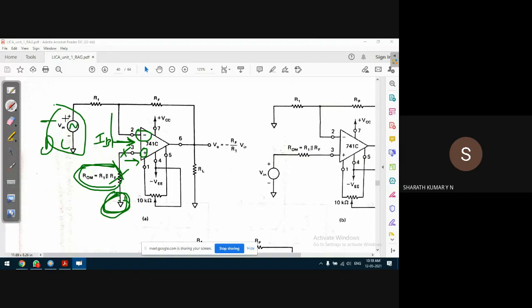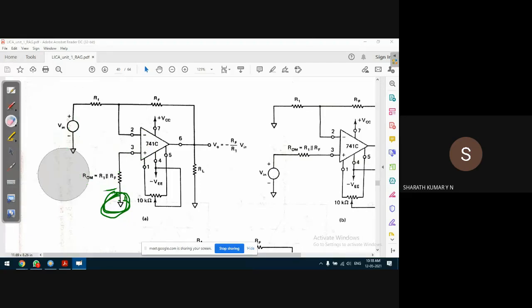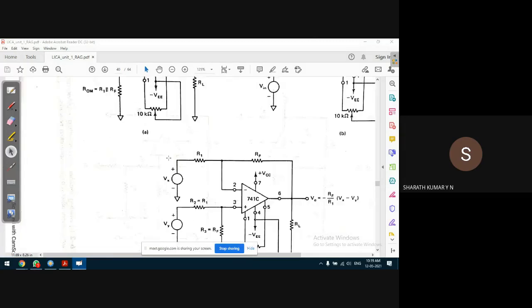If you look at the circuit as it is, it looks like this resistor is useless. It doesn't serve any purpose. Why? Because this end is zero volts, and the other end is also 0 volts. What is the use of this resistance? It's an obvious question, but this provides the path for the DC current to flow into the non-inverting input. That's very important. This circuit requires this resistance.